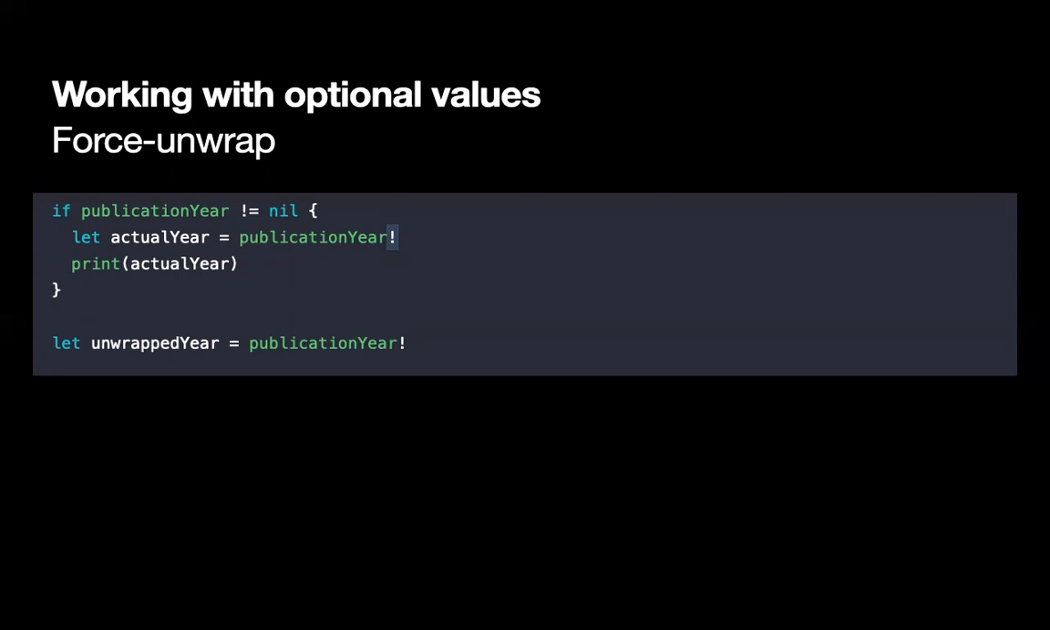In the slide, you can see the example here. The publication year, we have compared that with the nil value. If the value is not nil, then the actual year will be printed. So by comparing this, you can unwrap the value. Now what happens if you skip the comparison of the optional to nil and you force unwrap an optional? If it doesn't contain a value, the code will generate an error.